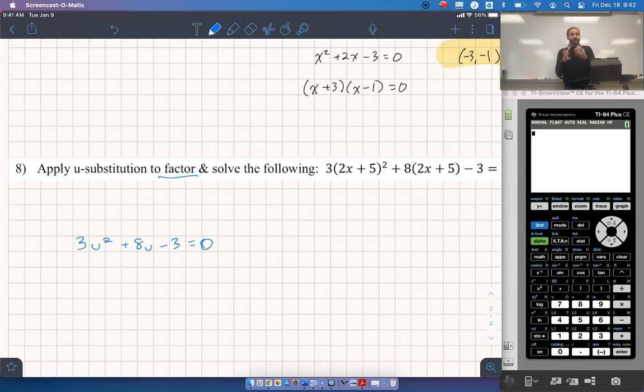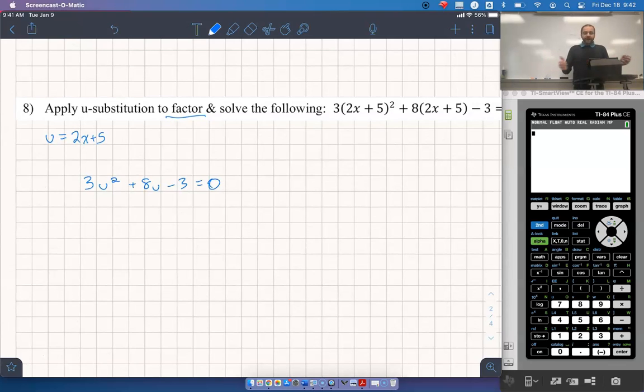You used the variable u, which means you should define the variable u. You're letting u equal the binomial 2x plus 5. Write that down off to the side and save it, especially when we're saying we're going to factor and solve. We're going to need that later on.